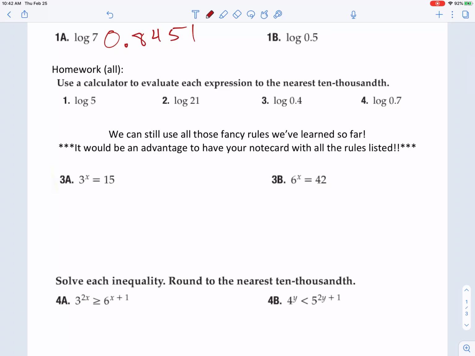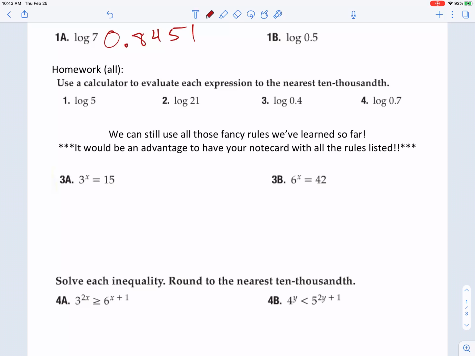So all those rules we've used so far, we can use this log base 10 to help us solve more equations. For example, when I initially look at 3a, there are no logs, so I'm kind of breathing a sigh of relief. But as I look at my Powers Pocket Guide, there's no way for me to get 3 and 15 to have the same base. So I'm not really sure what in the world I'm going to do.